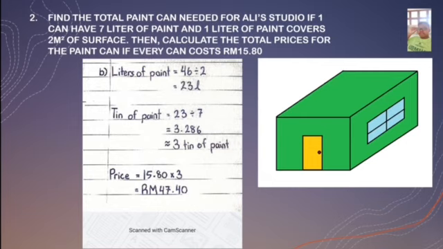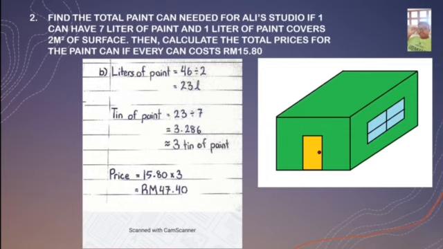First, we need to calculate how many liters of paint are needed to paint Ali's wall. So we need to divide 46 by 2 and get the answer 23 liters.